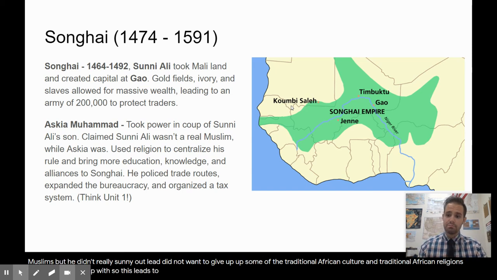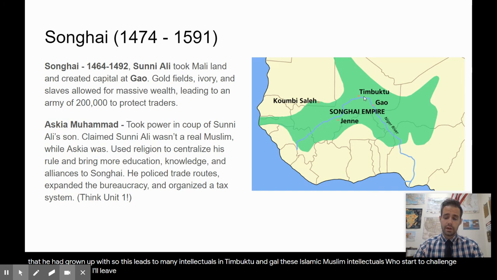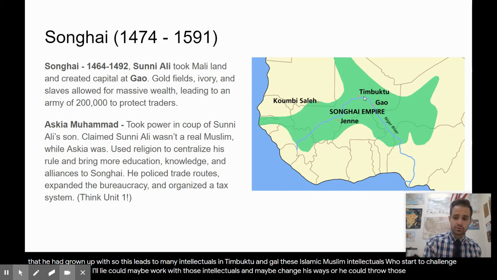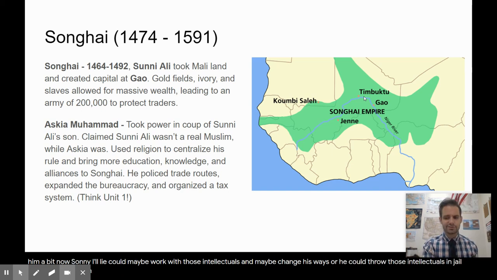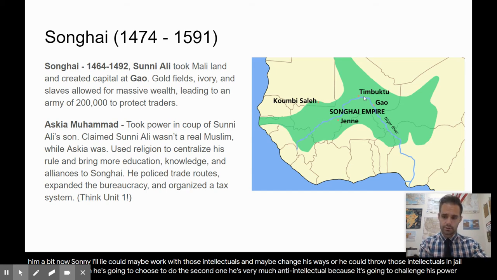So this leads to many intellectuals in Timbuktu and Gao, these Islamic Muslim intellectuals, who start to challenge him a bit. Now, Sunni Ali could maybe work with those intellectuals and maybe change his ways, or he could throw those intellectuals in jail and then kill them. He's going to choose to do the second one. He's very much anti-intellectual because it's going to challenge his power structure.